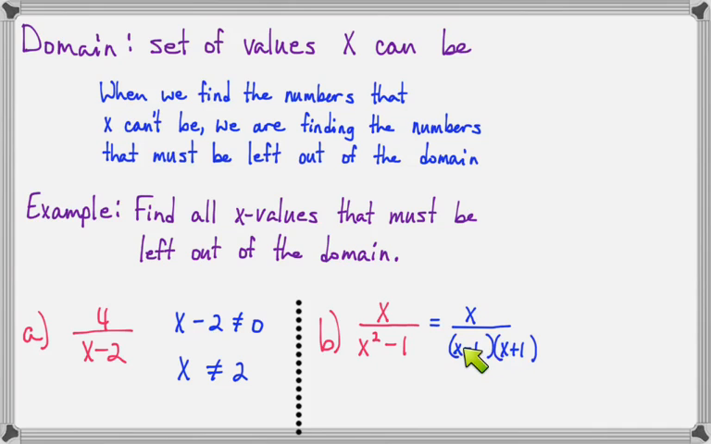Now, neither one of these factors can be allowed to equal 0, because if either factor equals 0, the whole denominator will be 0. So we're going to find out that x minus 1 cannot equal 0, and that means x cannot equal 1, and also x plus 1 cannot equal 0, so x cannot equal negative 1. So in this case, we have two numbers that we have to leave out of the domain.